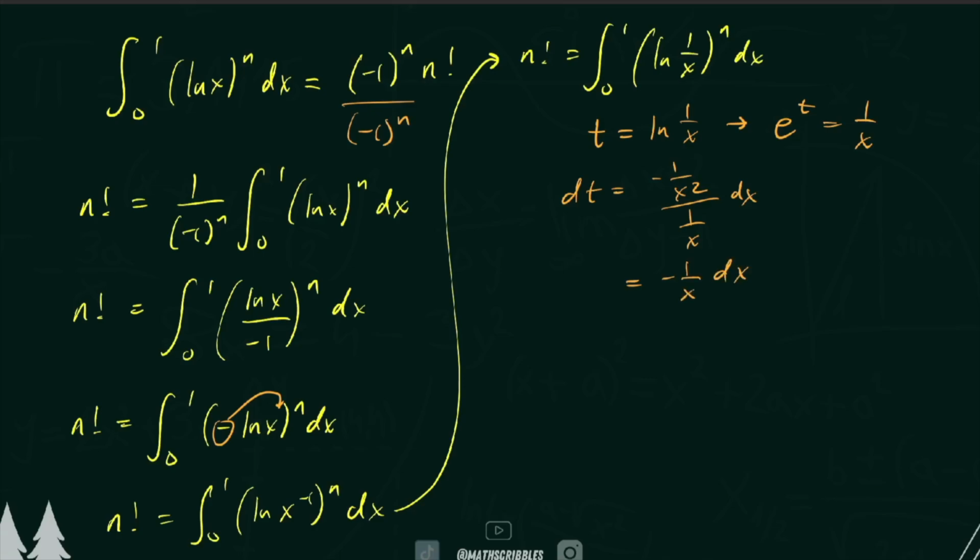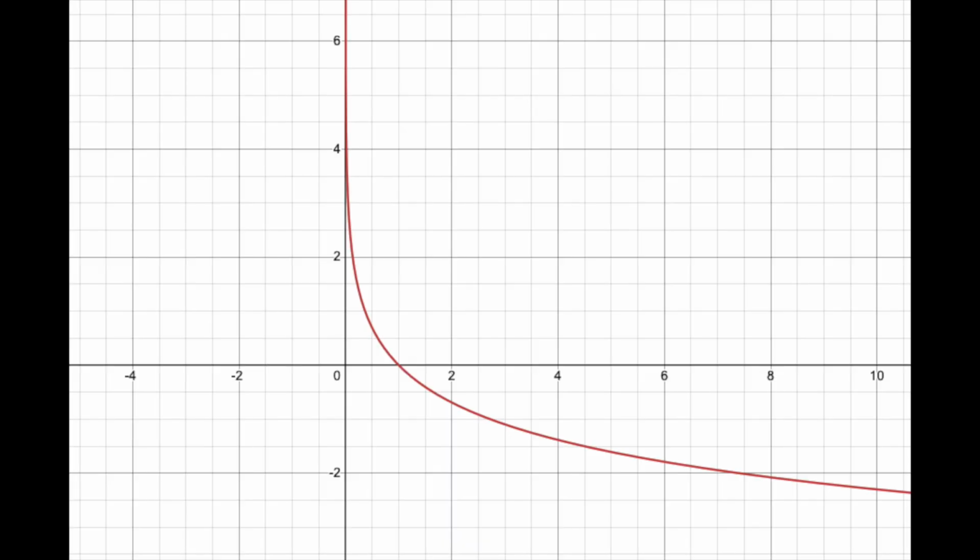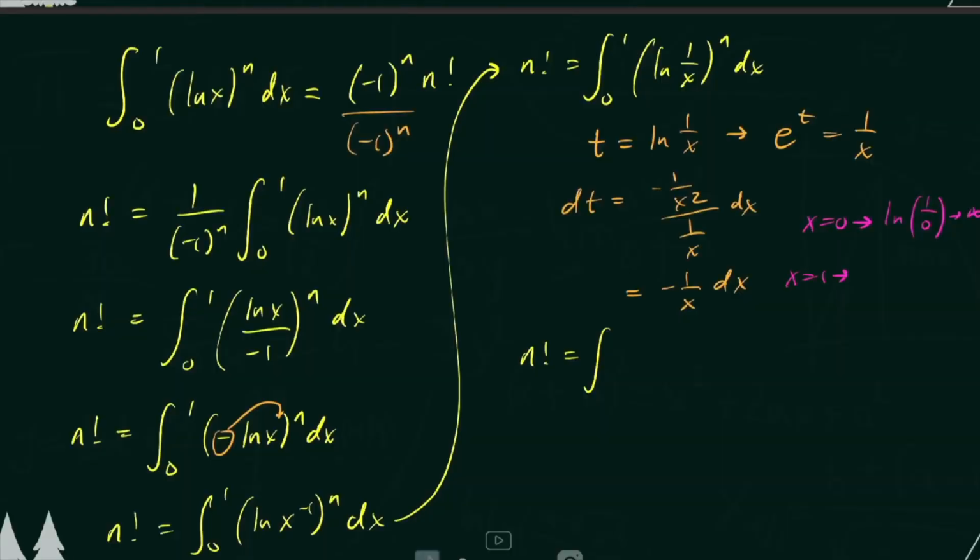All right, not bad. So now we have n factorial is equal to the integral from, we have to change our parameters here. When x was equal to 0, our new parameter is going to be natural log of 1 over 0, which is going to be undefined. And if you know the graph of natural log, you know that this is going to approach infinity. And now when x is equal to 1, we have natural log of 1 over 1, which is just going to be 0. So our parameters are going to change. Now we have infinity to 0 of this particular function.